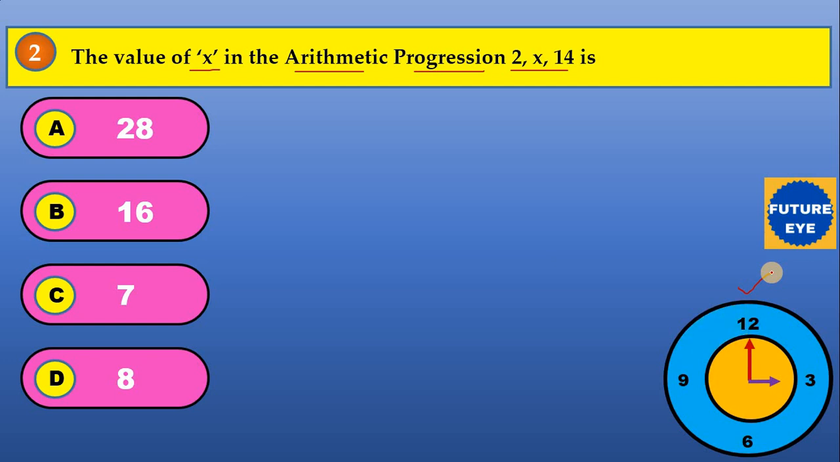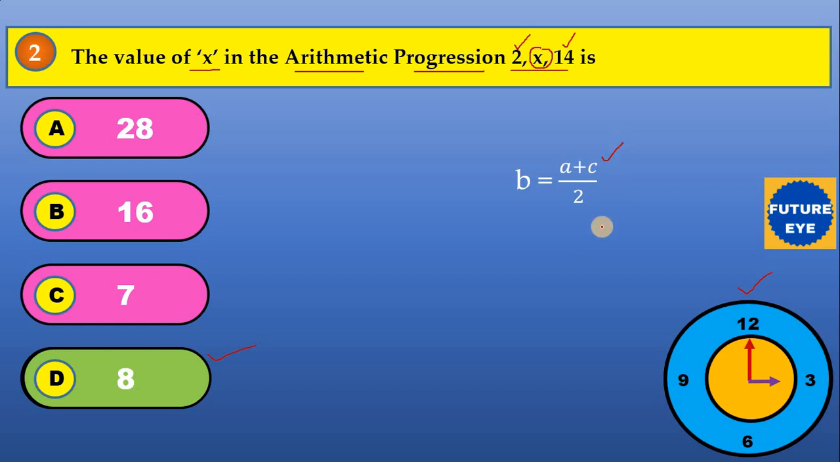Time up, children. First, let's see the answer here. So, option D, that is 8, is the correct answer. Now let's see the way of solving this. Children, see here, the first term and the third term are given. So, the middle term we want to find. Hence, we can use the arithmetic mean formula, that is, B equals (A plus C) by 2.